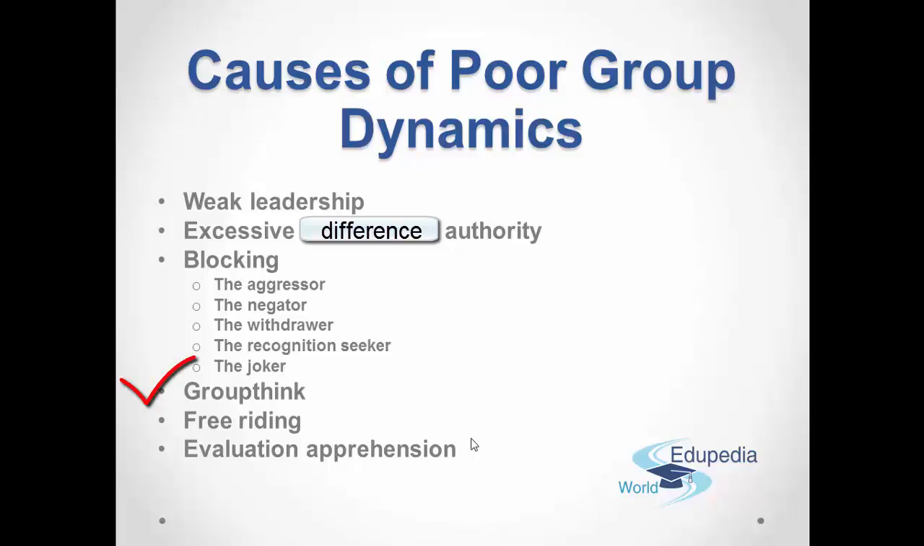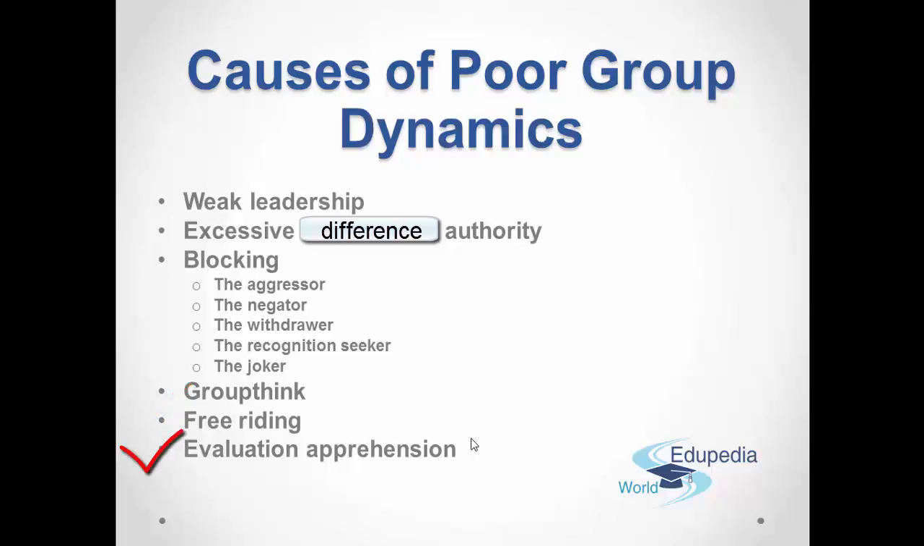This happens when people place a desire for consensus above their desire to reach the right decision. This prevents people from fully exploring alternative solutions. We have discussed groupthink before also in the first lecture. Free riding. Here some group members take it easy and leave their colleagues to do all the work. Free riders may work hard on their own, but they limit their contributions in group situations. This is known as social loafing.